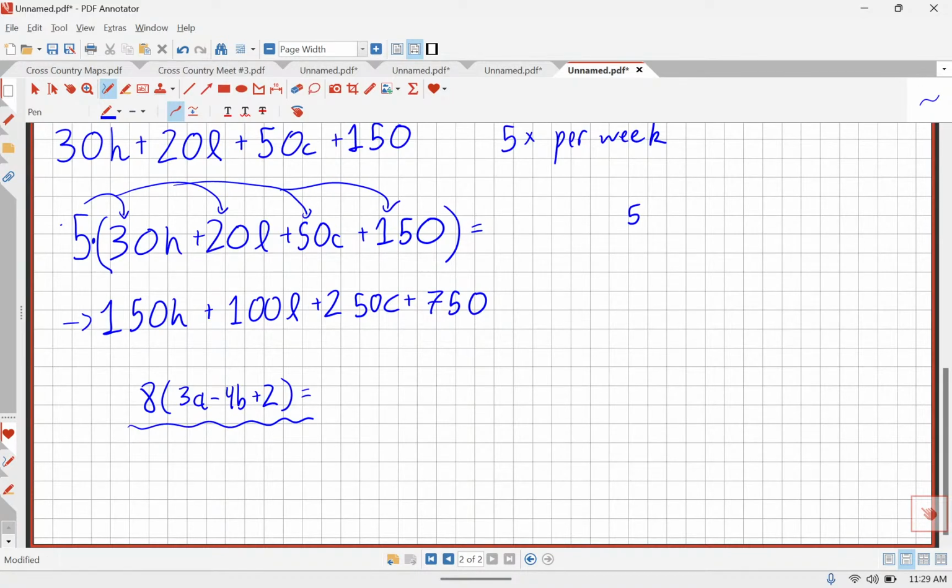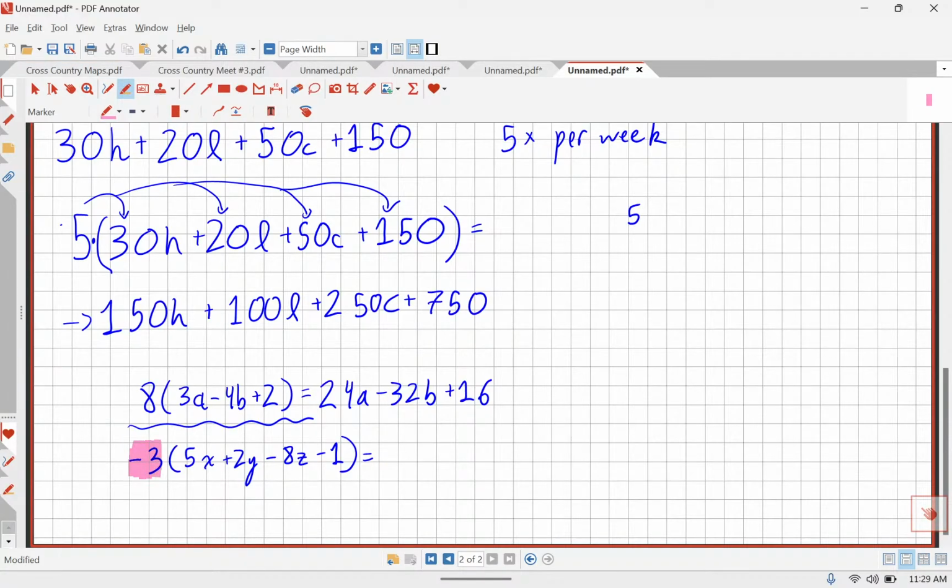Sophie, what'd you get over there? Awesome. How many of us are able to get 24a minus 32b plus 16? Okay, let's do one more, and then we're going to go back to Elin. That's your first lunchers. Don't panic. Okay, here we go. Got a pencil? Negative 3, open parentheses, 5x plus 2y minus 8z minus 1. What are we going to do with that? And I'm going to tell you guys, this coefficient is a game changer. Teach!